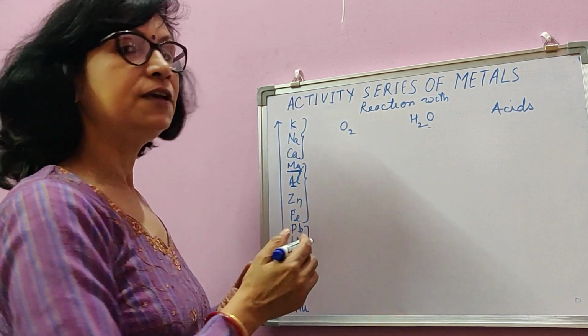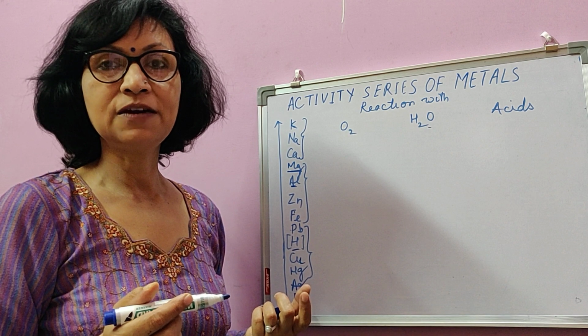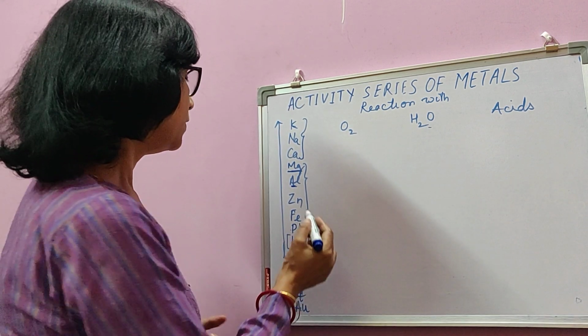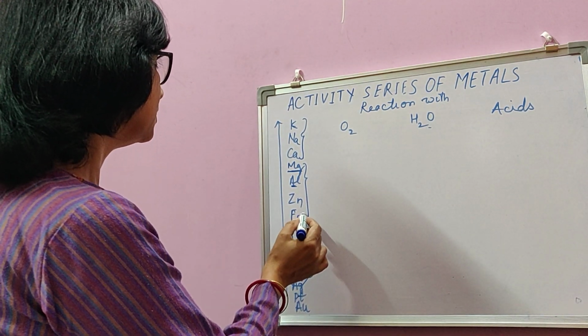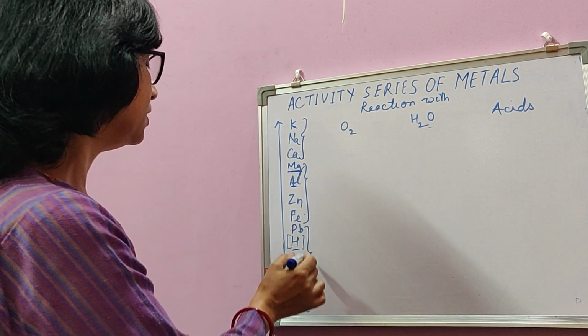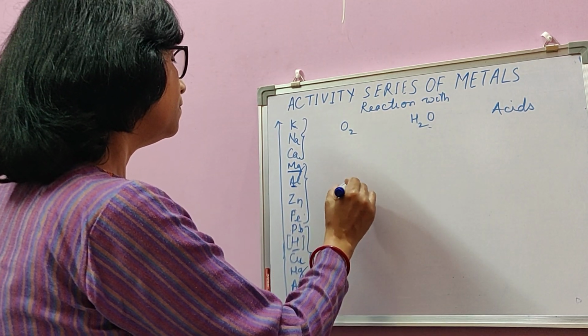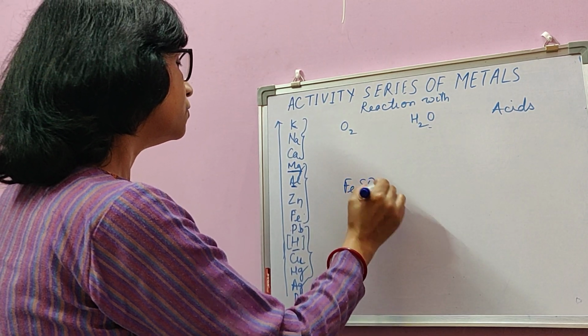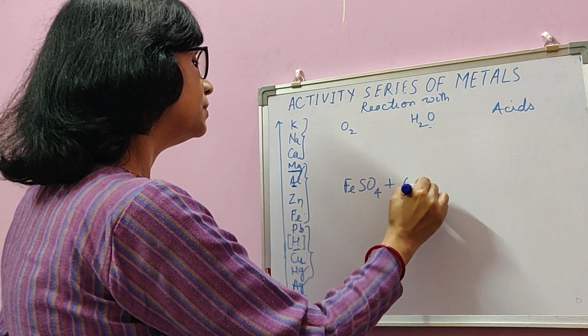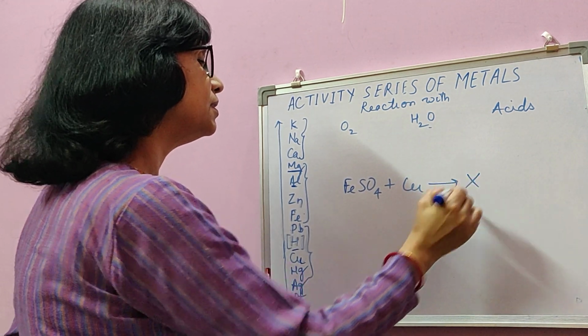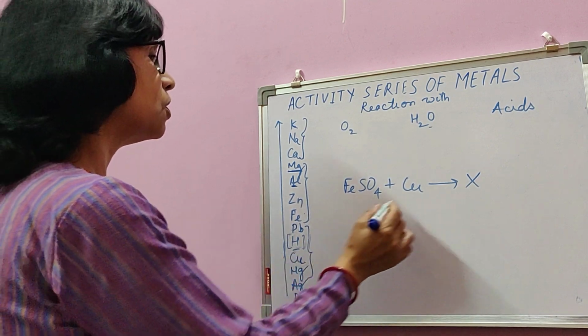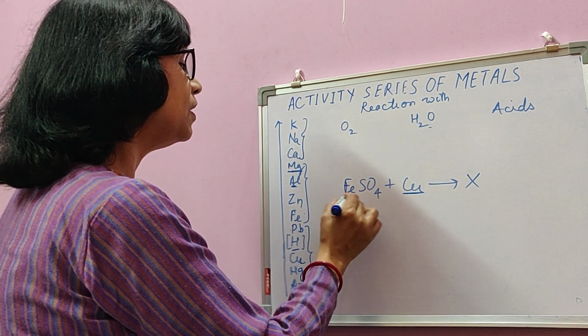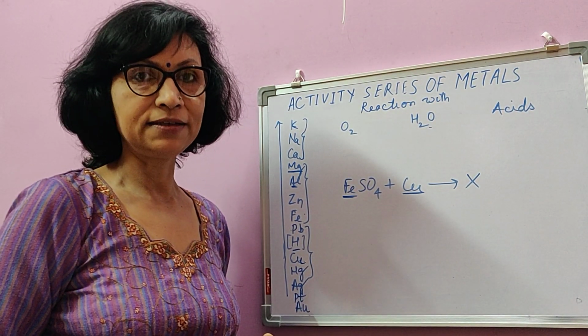On the basis of this, we can decide whether a displacement reaction will take place or not. For example, see, iron is much above copper in the activity series of metals. So if we write FeSO4 plus Cu, then this reaction will not take place because copper is less active. It will not displace iron from iron sulfate.